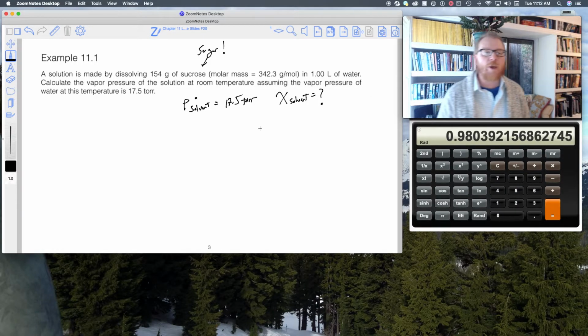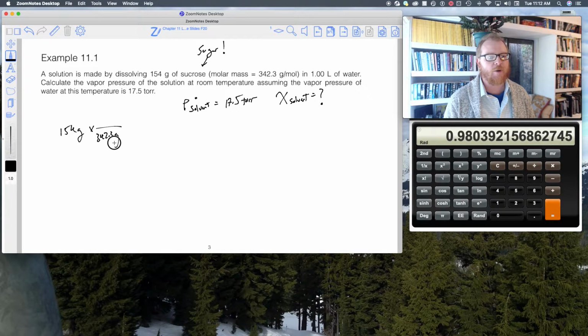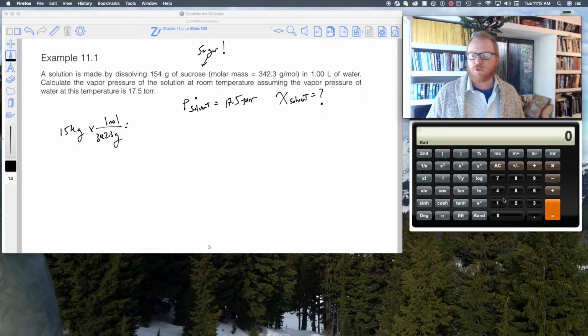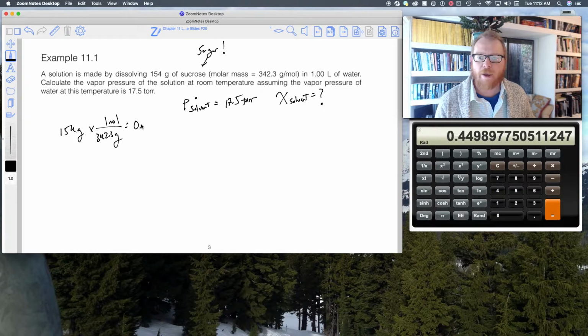Okay. So we can do that by first noting that I've got 154 grams of sucrose. And here, instead of giving you the formula of sucrose, I was nice, I just gave you the molar mass. So we know that's 342.3 grams of sucrose in one mole. So let's just calculate how many moles of sucrose we have. So 154 divided by 342.3 equals, okay, great. So I've got 0.450 mole of sugar.